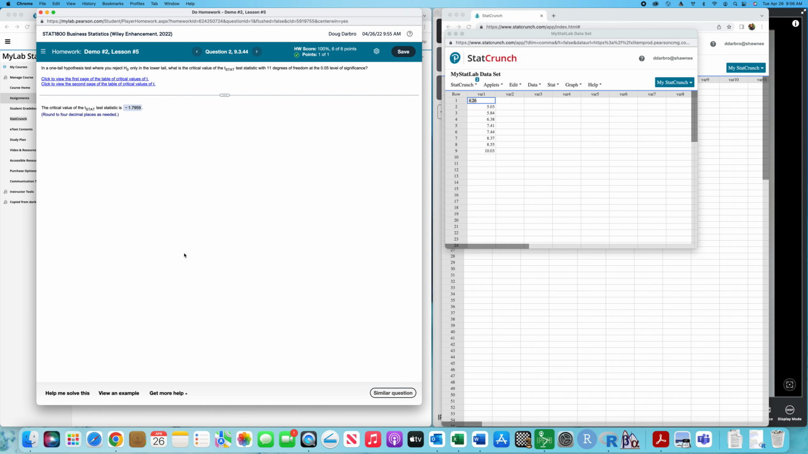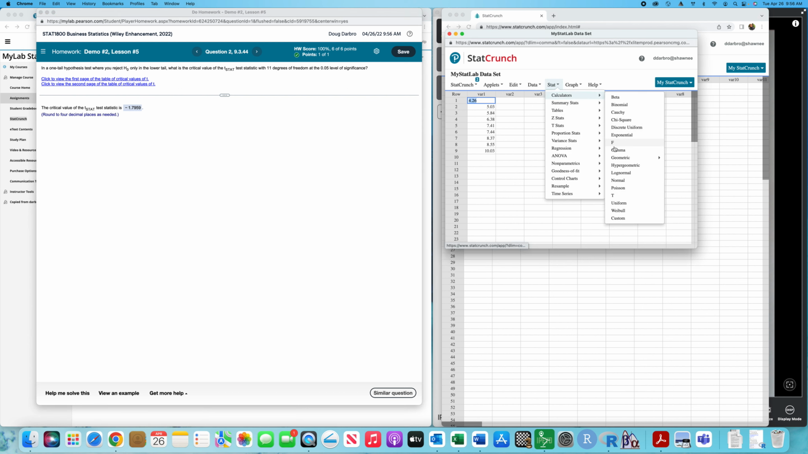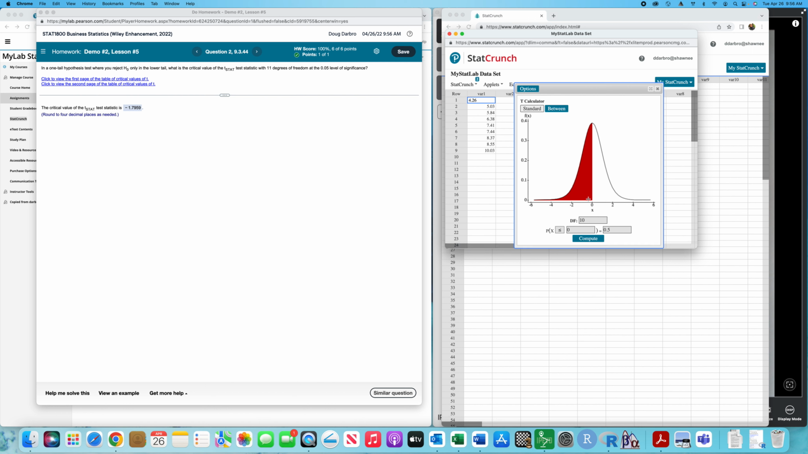Okay, in a one-tail hypothesis test where you reject H sub 0 only in the lower tail, what is the critical value for 11 degrees of freedom? Okay, I'm glad this came up. So we can go to the calculator, go to T. So we need a lower tail. First of all, degrees of freedom is 11. And we need the lower tail to be 0.05. Now notice I don't divide by 2 there because it's a one-tail test. We're told right here, only in the lower tail, right?